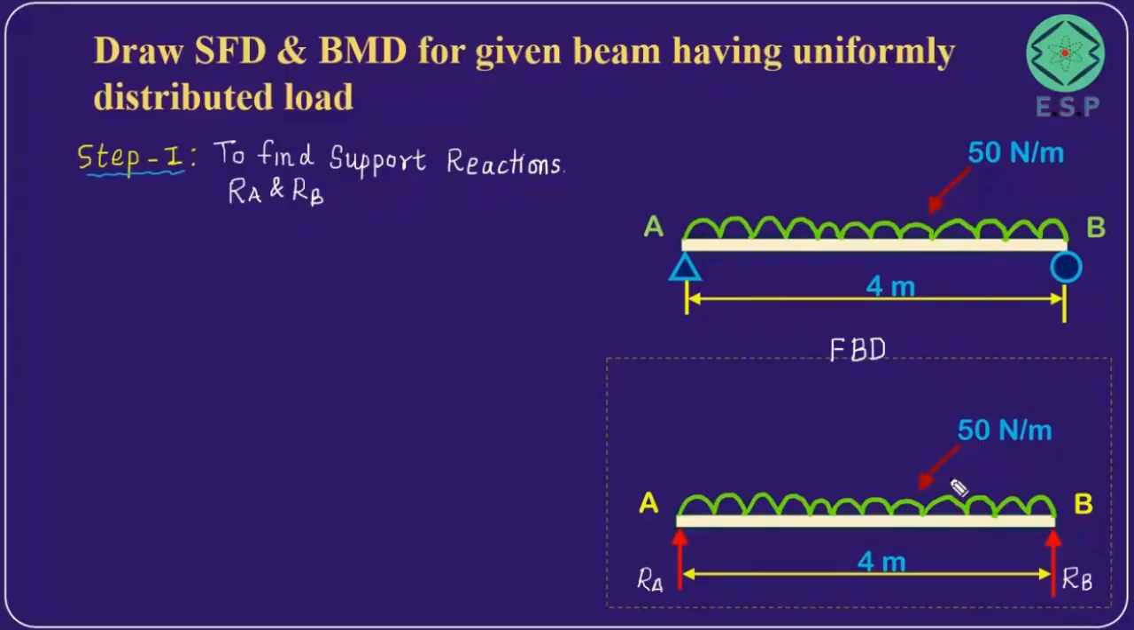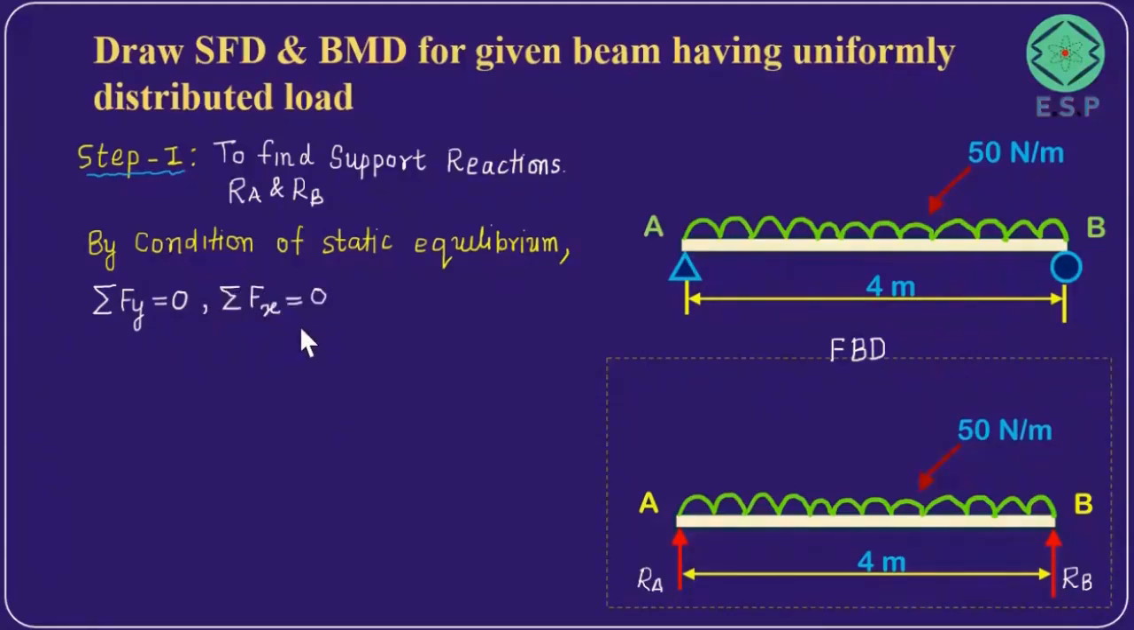Now in order to find the support reaction, we are going to use the condition of static equilibrium. We know that the condition of static equilibrium, that is the summation of vertical forces equal to 0, means all the vertical forces acting on this particular beam must be balanced. Next we have summation of horizontal forces. So summation of Fx, that is all the horizontal forces acting on the beam are balanced. And the next condition is all the moments of forces acting on the beam are balanced.